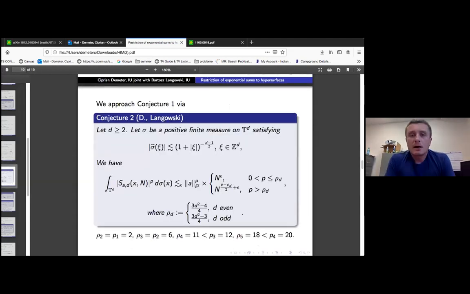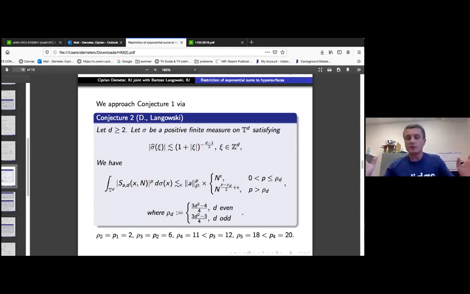Now, how do we approach conjecture 1? As I mentioned earlier, we approach it in a general way. We only care about the fact that the measure sigma, we don't care about the support of sigma. We don't care that sigma is supported on a hypersurface anymore. What we care about is the fact that its Fourier transform has this decay.